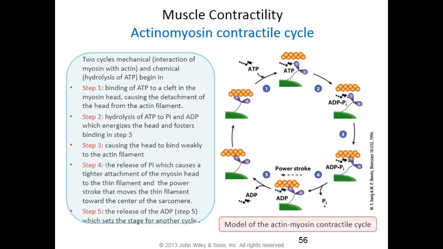Third, this causes the head to bind weakly to the actin filament. Fourth, the release of phosphate, which causes a tighter attachment of the myosin head to the thin filament, and the power stroke that moves the thin filament toward the center of the sarcomere. And fifth, the release of ADP, which sets the stage for another cycle.